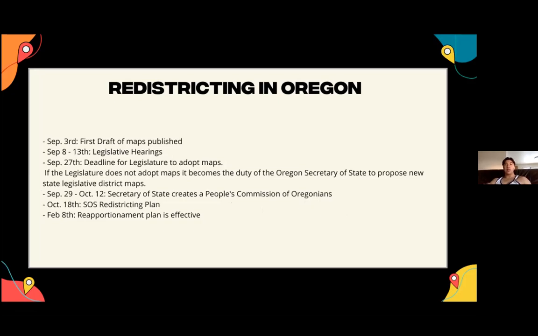handpick that citizens will testify to, and then they will compile all the testimony, all the points that they thought were important, and then give that information to the Secretary of State so that they can redraw a map according to the community's interests. October 18th is the deadline for the Secretary of State to draw the maps, and February 8th is when the reapportionment plan is effective.